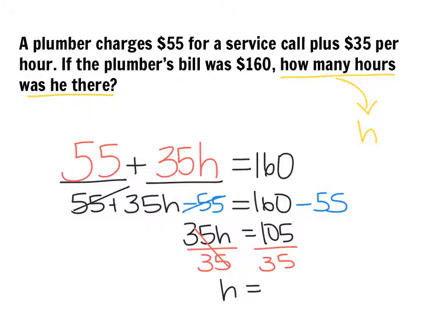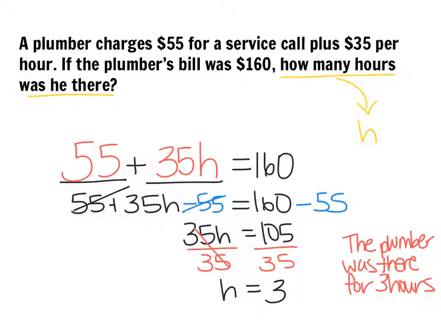After I divide both sides by 35, I get H to equal 3. A variable represents our missing number or our question. And since our question was how many hours was the plumber there, then my answer is that the plumber was there for 3 hours.